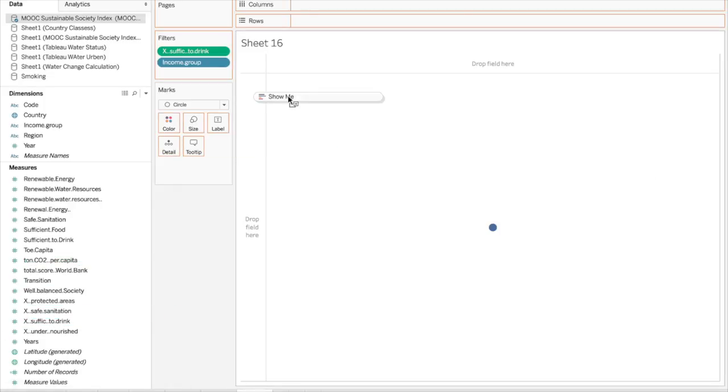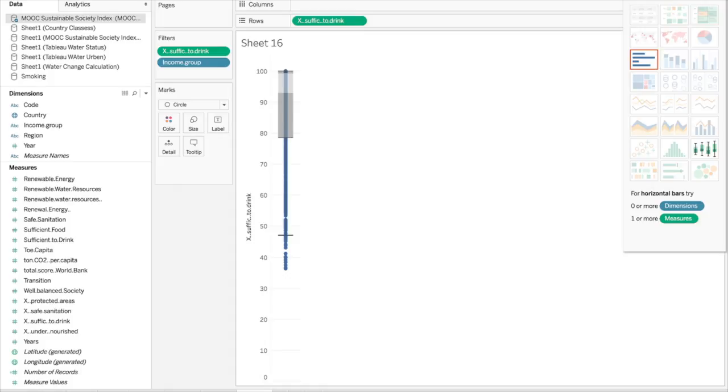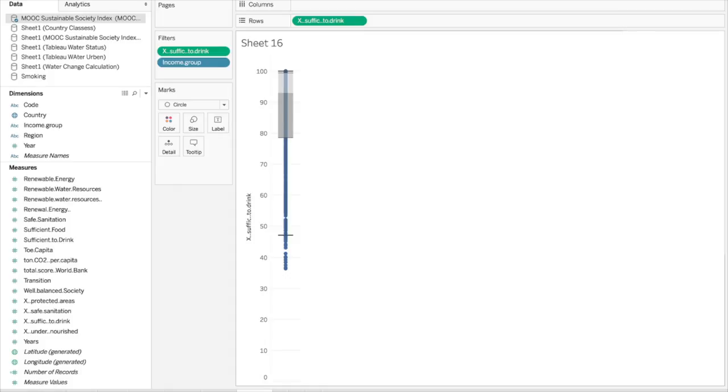So we'll drag the sufficiency to drink to the rows, and in the show me, we have already chosen the box and whisker plot here. And so immediately we see a box and whisker plot. A box and whisker plot is a great way to look at a non-number compared to a number variable.